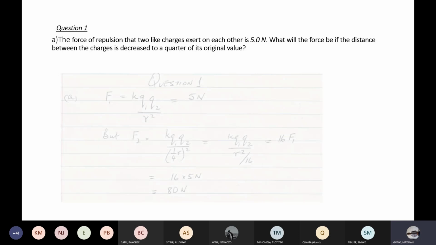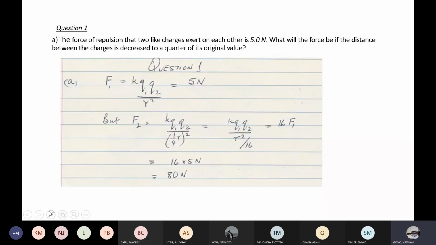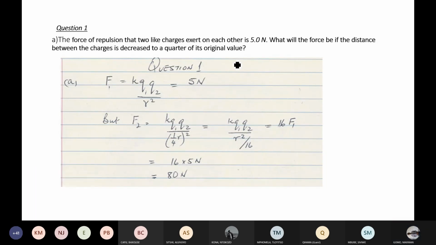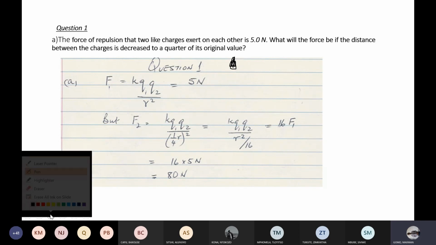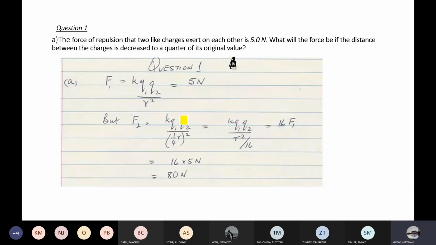So this is how it's solved. So again, as usual, I'm going to use black. Can you see this? Yes, sir. Yes. Okay, thank you. So here what is happening is that you are told that the force of repulsion between two particles, let me make it a little bit big. Let me use a highlighter. Okay.